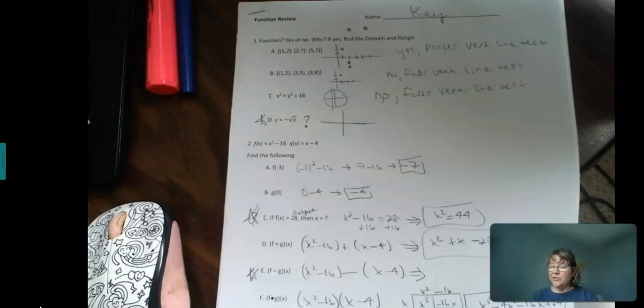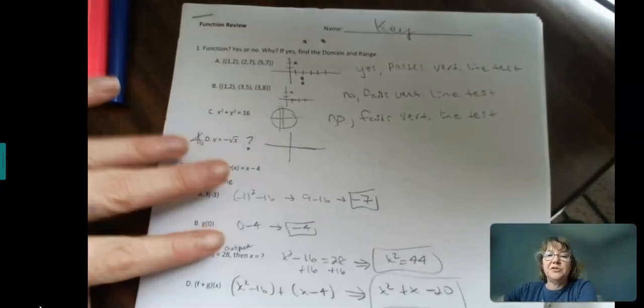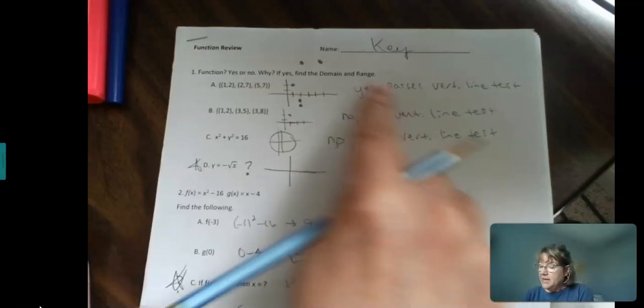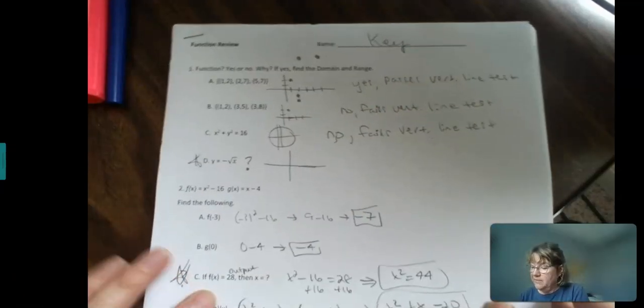Okay, I'm going to go over the review again. The answers are here, so if you need to pause and ask yourself why or why not, this mainly goes with the vertical line test.